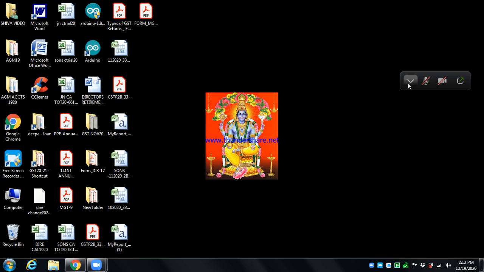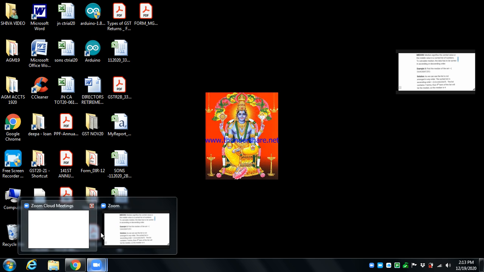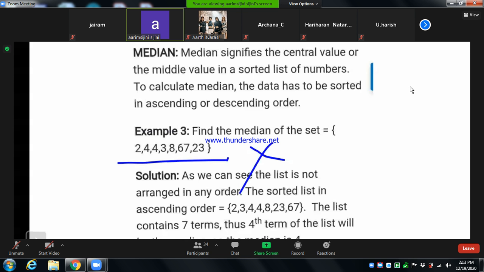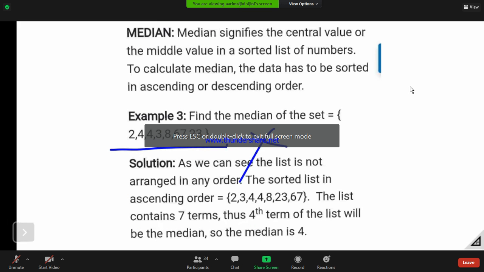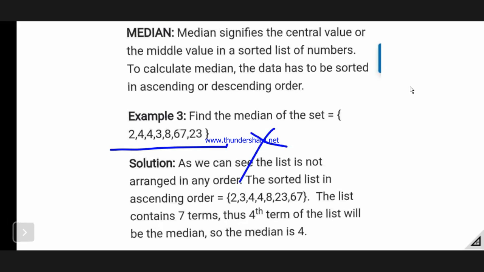In the first sum, they ask us to calculate the median of a set of values. First, check whether this is in ascending order. This is not in ascending order, so we are going to arrange it in ascending order. While arranging it, we will get 2, 3, 4, 4, 8, 23 and 67 as a set.